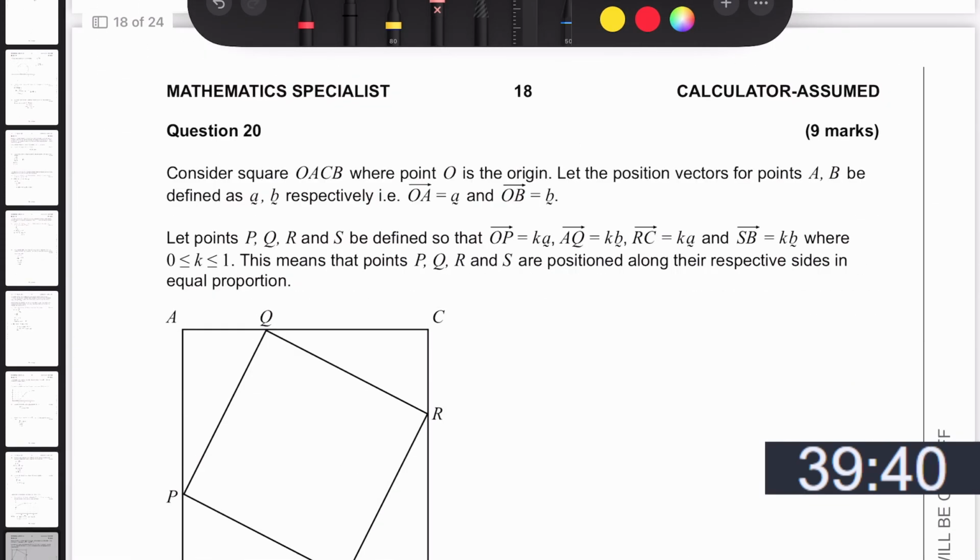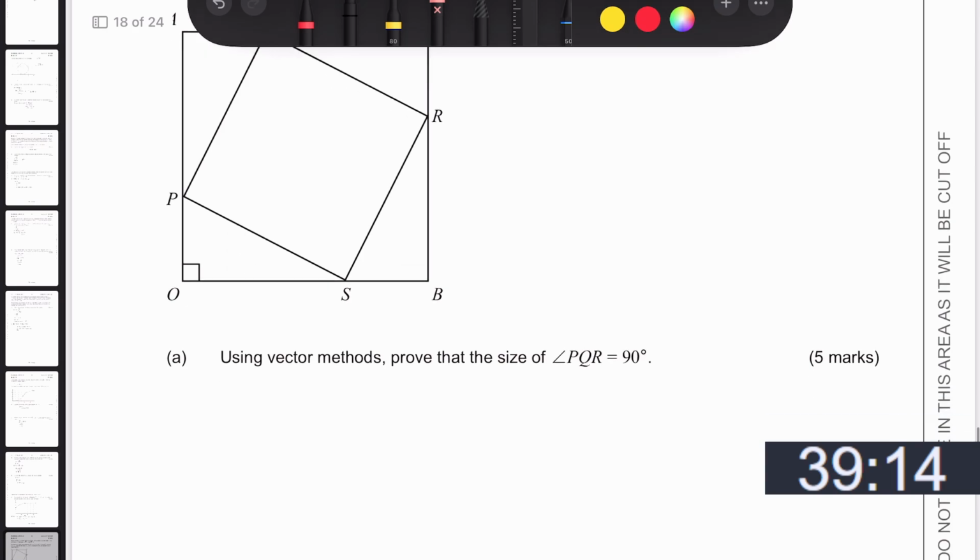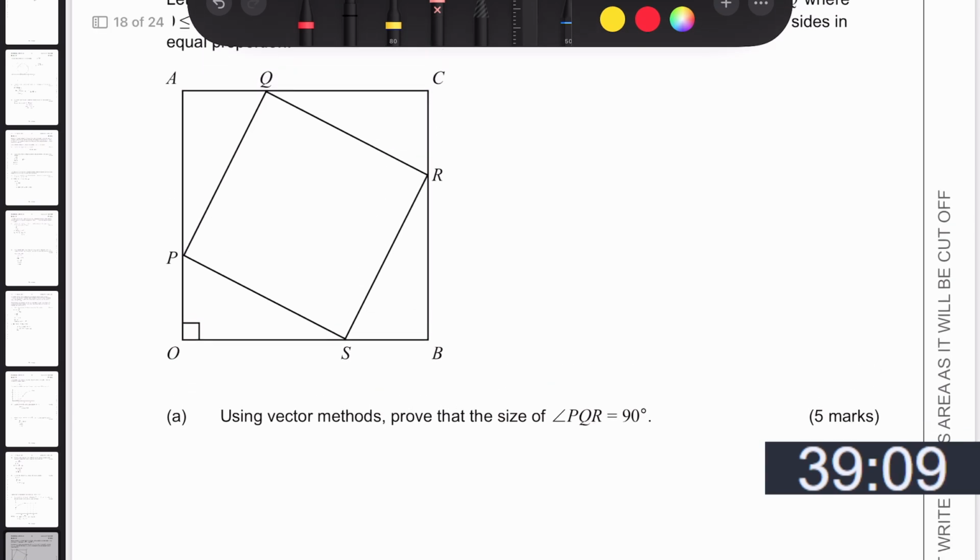Question 18. Consider the square OABC, where point O is the origin. Let the position vectors for points A and B be defined as a and b respectively. Points P, Q, R and S divide the respective sides in equal proportion. Use the vector method to prove the size of angle PQR is equal to 90 degrees.